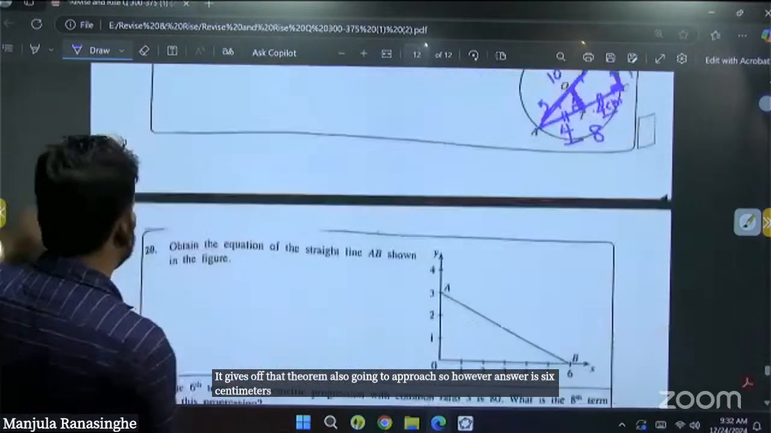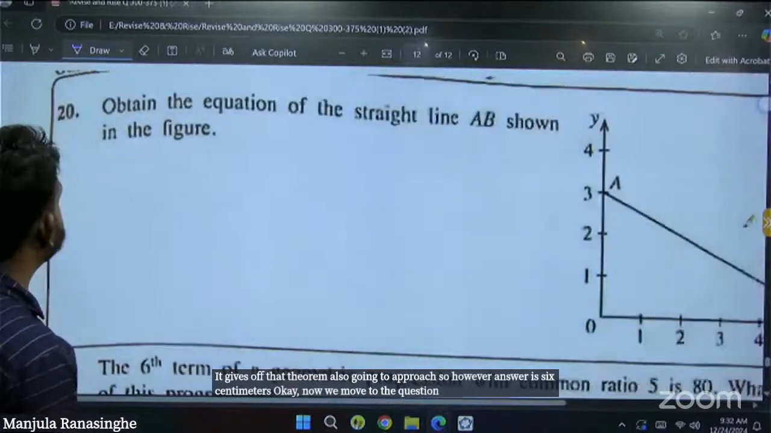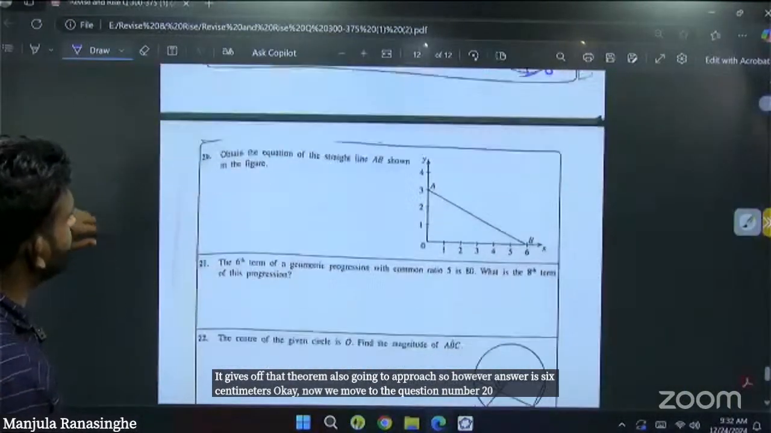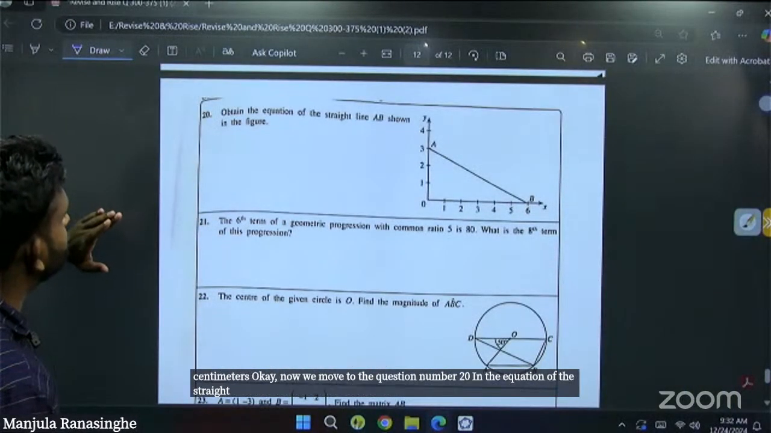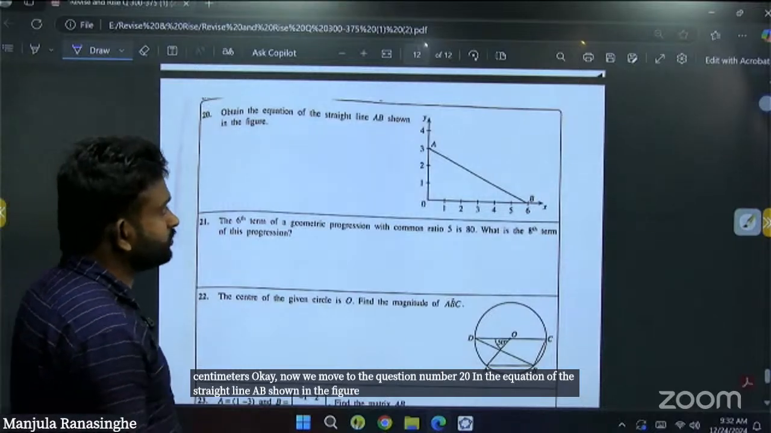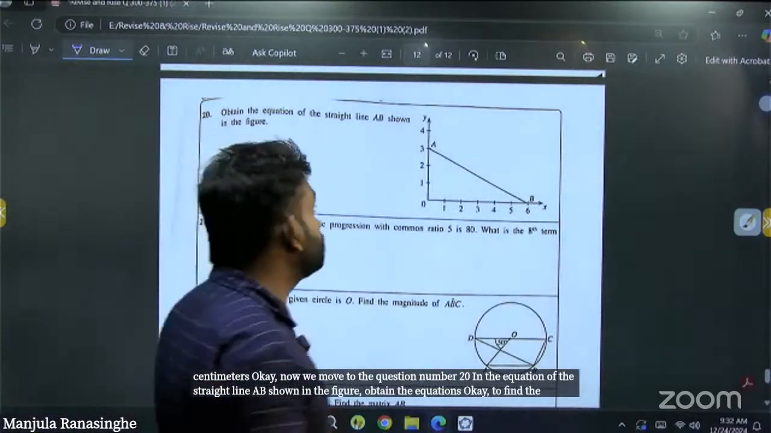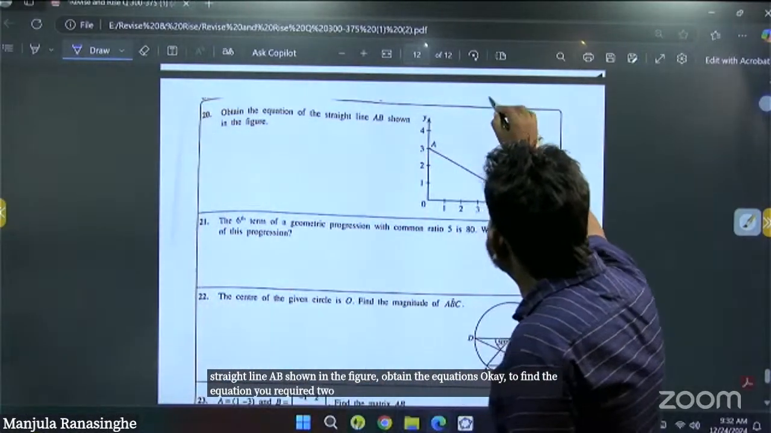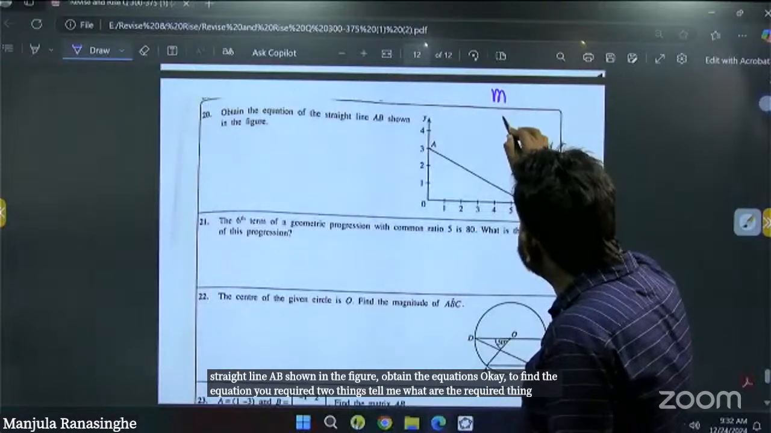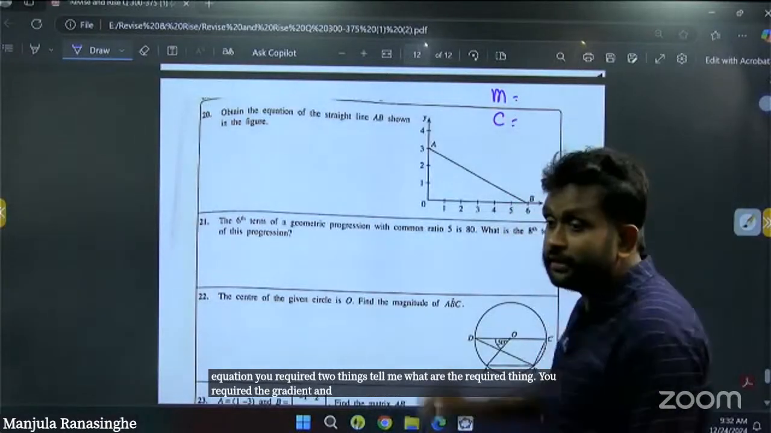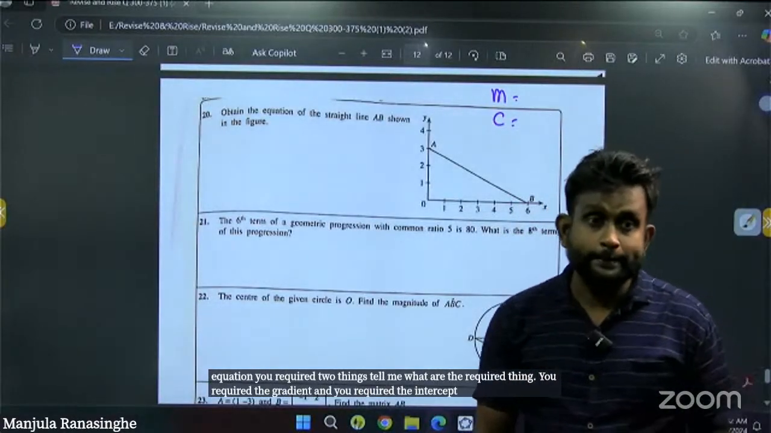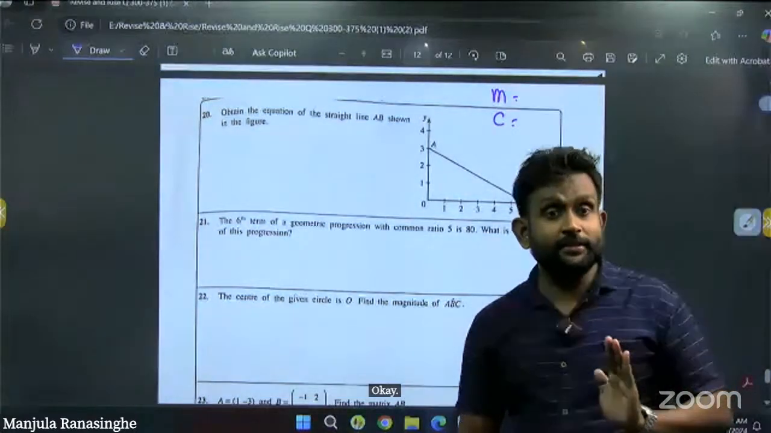Okay, now we move to question number 20. For the equation of the straight line AB shown in the figure, obtain the equation. Okay, to find the equation, you require two things. Tell me what are the required things. You require the gradient and you require the intercept of the straight line.